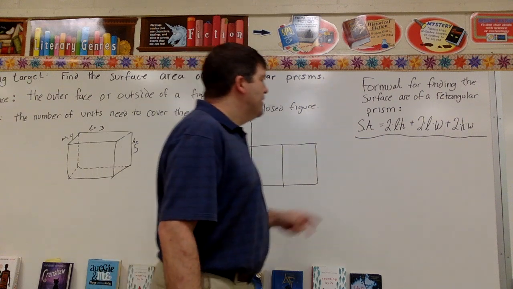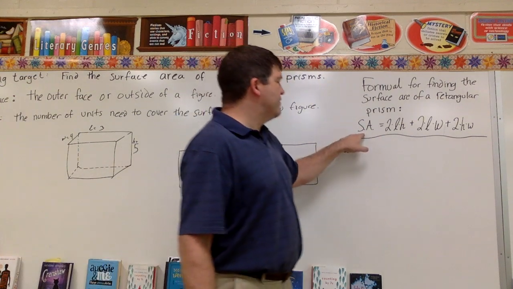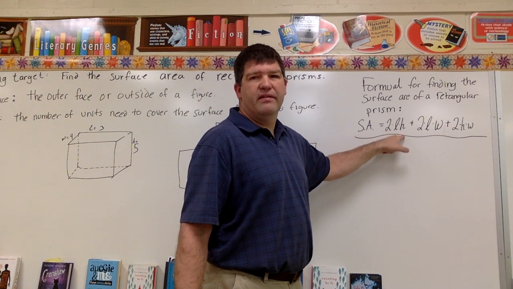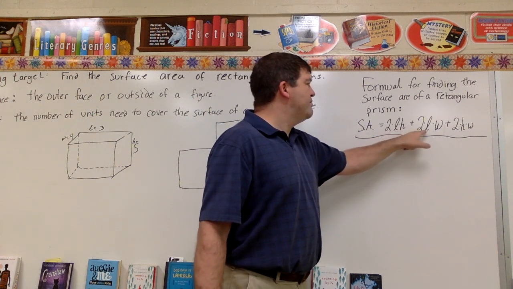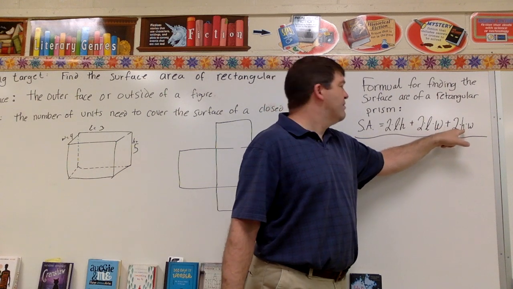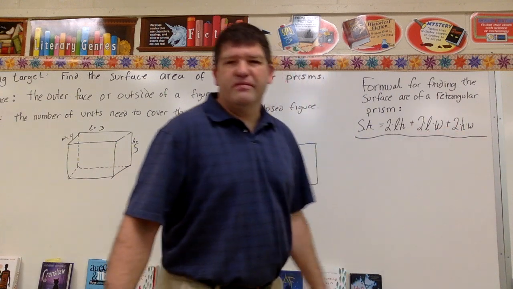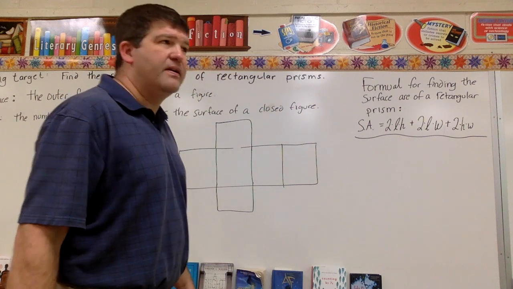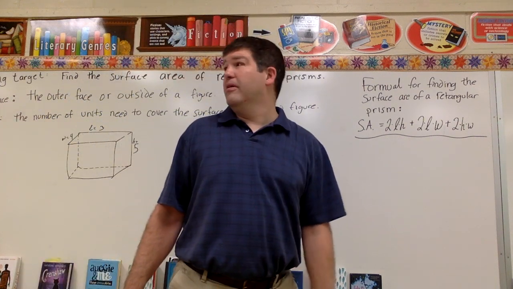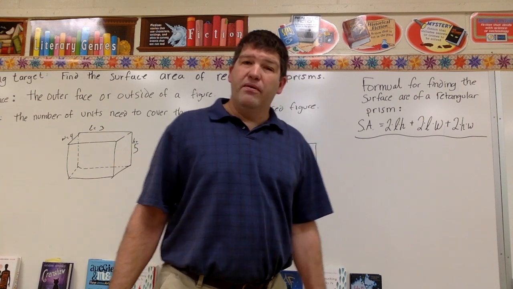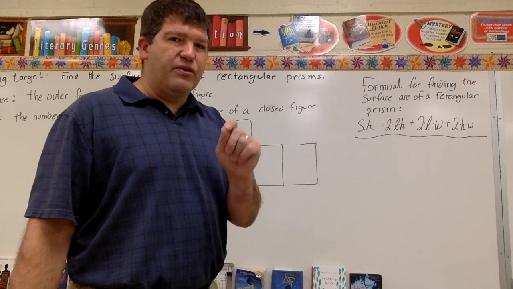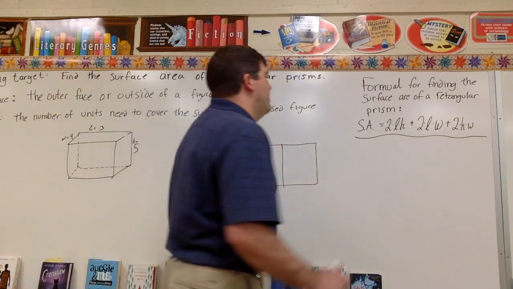Okay? All right, here's my formula. Surface area equals 2 times length times height plus 2 times length times width plus 2 times height times width. All right? So we're multiplying these together and putting them all together. Now we know that we have to do the multiplication first. That's the order of operations. But let's fill in here.